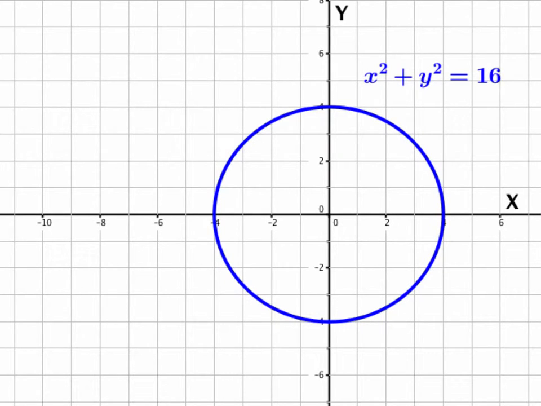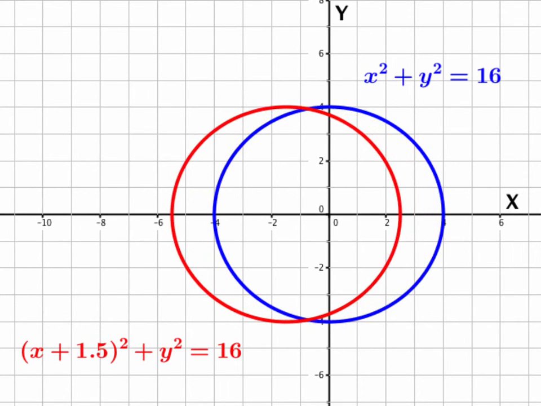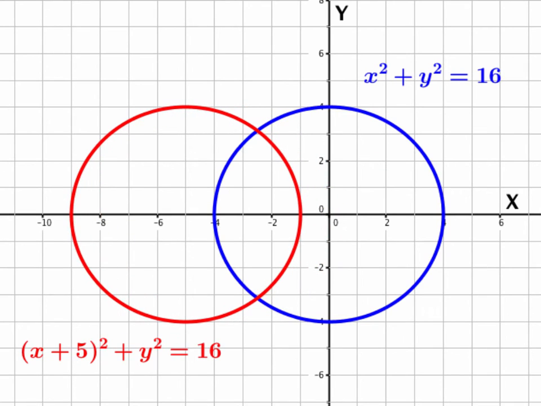Here's the equation x squared plus y squared equals 16, and the graph that goes along with it. It happens to be a circle. Now, if we wanted to graph (x plus 5) quantity squared plus y squared equals 16, well, the only difference between these equations is that we've replaced the x in our original equation with an x plus 5. So, replacing the x with an x plus 5 should have the effect of shifting our graph exactly 5 units to the left.